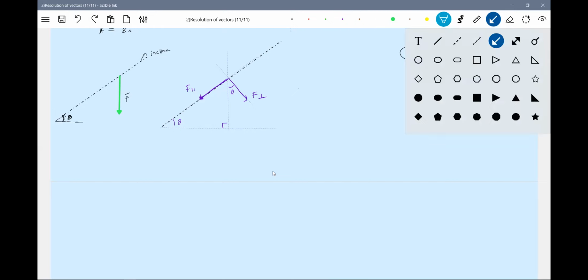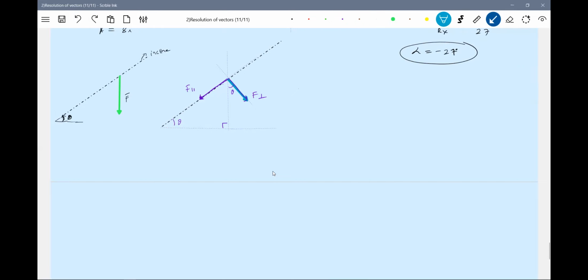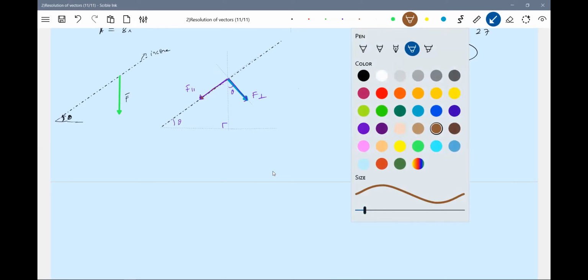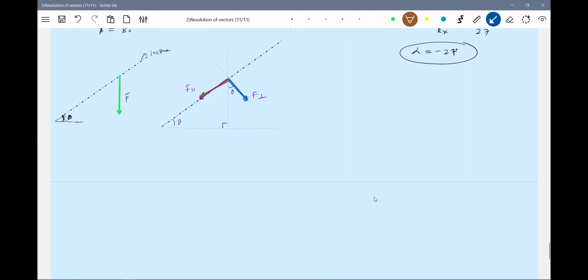I'll show by different colors at least. Like this, you can resolve it. Okay, what is this F perpendicular? We have to say F perpendicular equal to F cos theta. F parallel equal to F sin theta.